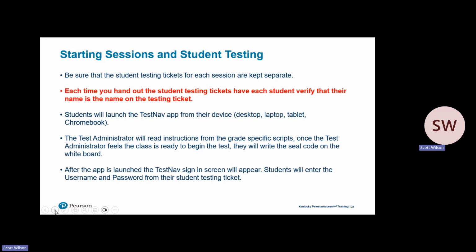Students will launch the TestNav app from their device. The test administrator will read instructions from the guide-specific scripts. Once the test administrator feels the class is ready to begin, they will write the seal code on the whiteboard. After the TestNav app is launched, students will see a sign-in screen. Students will enter their username and password from the bottom of their test ticket.